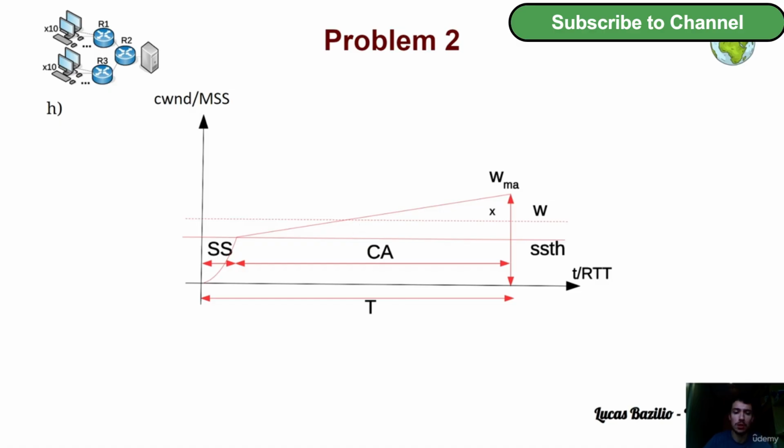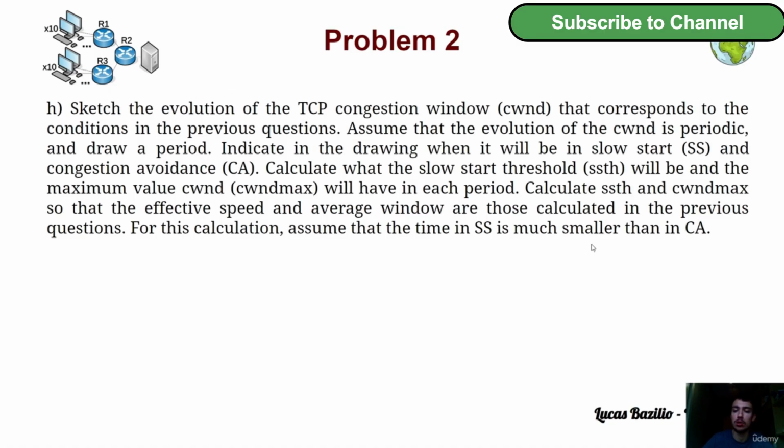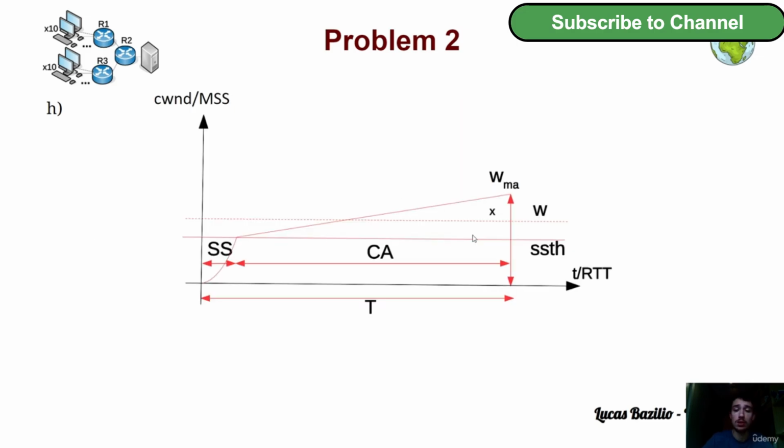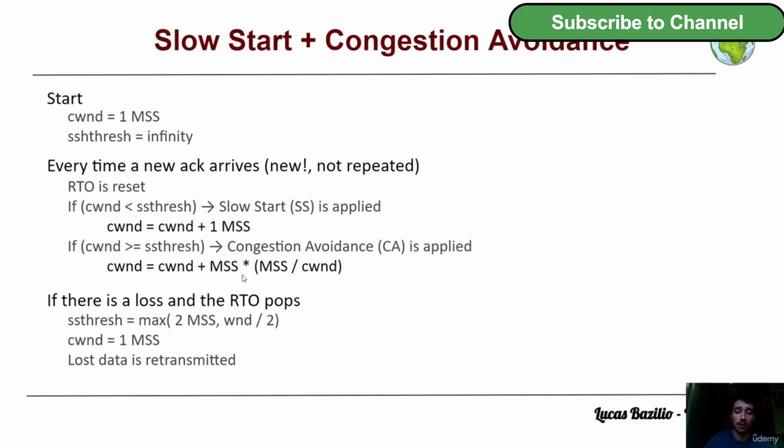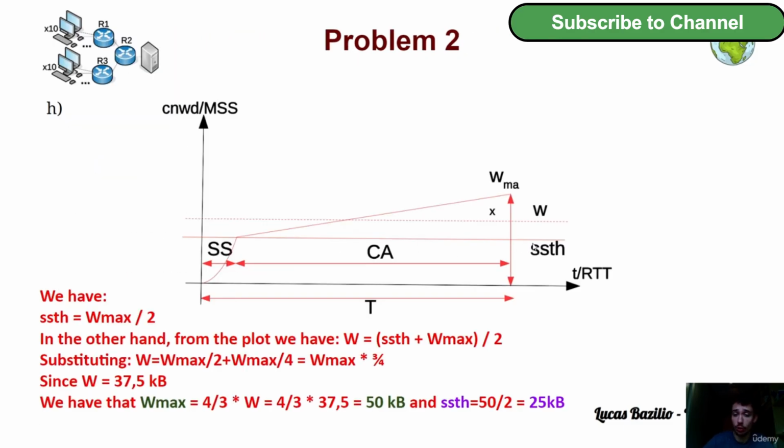Now, how can we calculate the slow start threshold and the maximum congestion window? Well, as we can see from this plot, the slow start threshold is half of the maximum window.